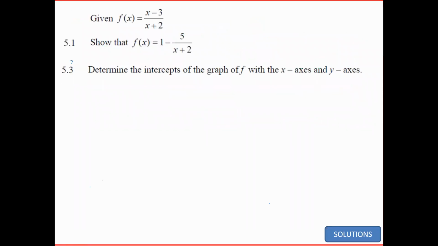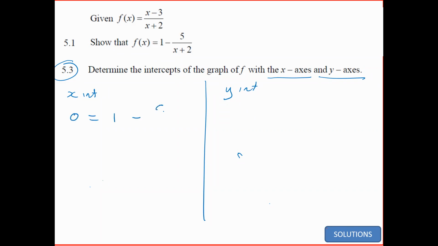Okay, the next question, 5.3. Determine the intercepts of the graph of f with the x-axis and the y-axis. So let's do that very quickly. To find the x-intercept, what do we do? y equal to 0. Okay. To find the x-intercept, we let y be equal to 0. 0 is equal to 1 minus 5 over x plus 2. And to find the y-intercept, we let x equal 0.